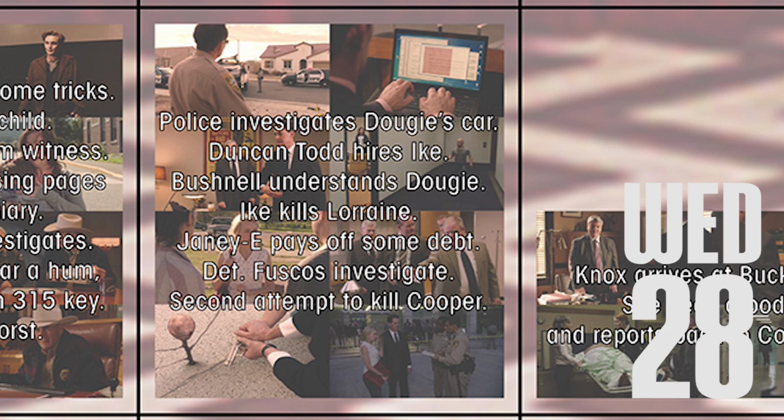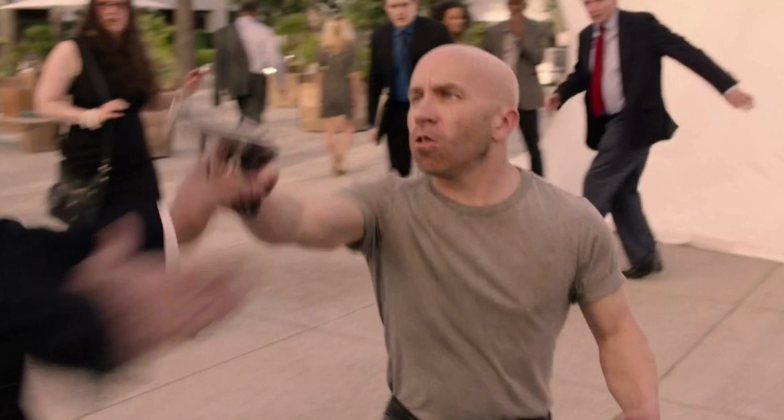Bushnell had looked over the case files again and understands what Dougie's trying to tell him. Later in that same day, Ike goes to kill Lorraine. Janie E. goes off to pay that gambling debt. The Fuscos are looking into what's going on, and they visit Dougie Coop at his office. And on the way out, Ike tries to kill Dougie Cooper, but is unsuccessful.